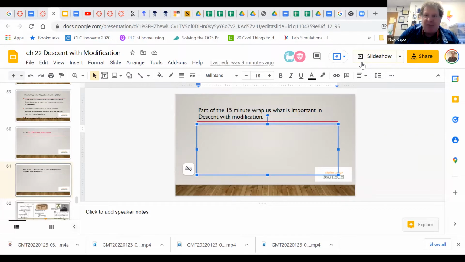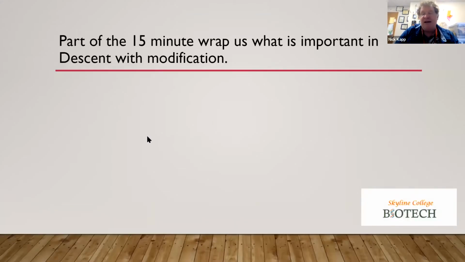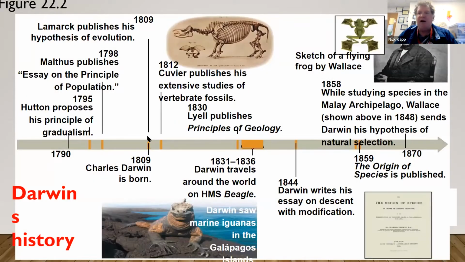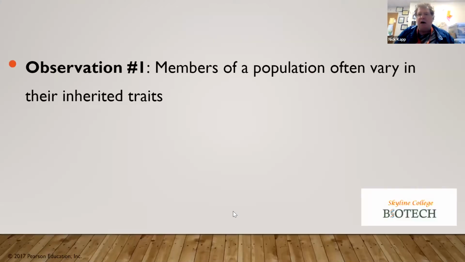And here's the 15-minute wrap up of our, not ecology, evolution. Your book gives you a really great figure, 22.2, which gives you this great chronology of what's going on in evolutionary thought. Some of the big guns that we're thinking about are Darwin and his essay on what we call descent with modification.